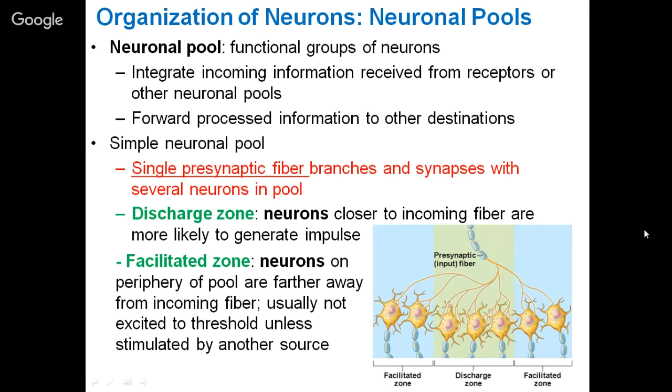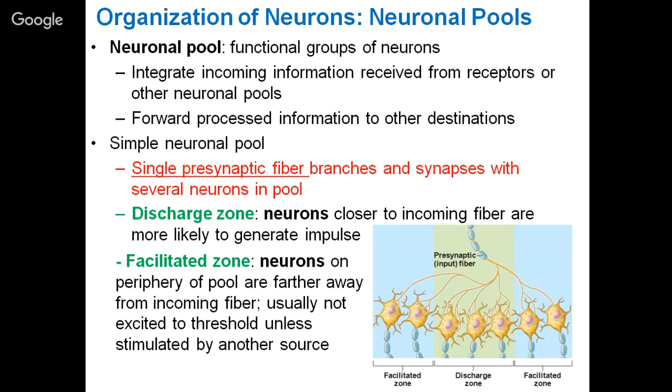The organization of the neurons we call neuronal pools. It's a functional group of neurons which integrates incoming information received from receptors or other neuronal pools, and they forward processed information to other destinations.